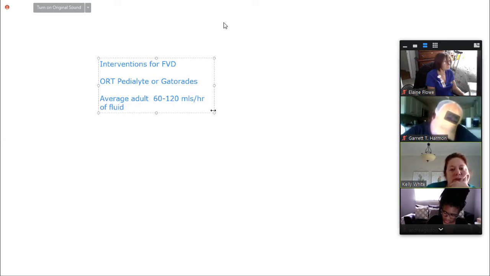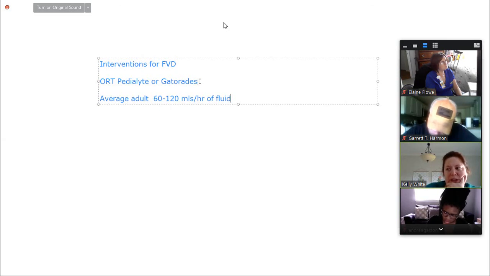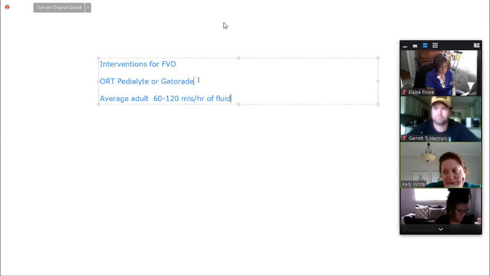Okay. So we want to make sure that they are taking in this much, or they're at risk for becoming dehydrated. So we're going to start and offer them this oral replacement therapy, that Pedialyte and that Gatorade. Okay. With these, they are made in such a way that even if you do have diarrhea, or even if you're throwing up, the electrolytes in these get absorbed really quickly. So that's why it's still going to be beneficial, even if you're throwing up or having diarrhea.